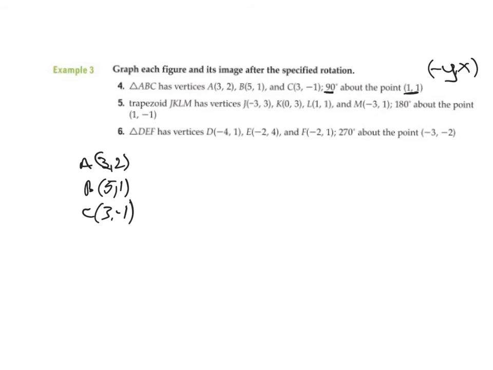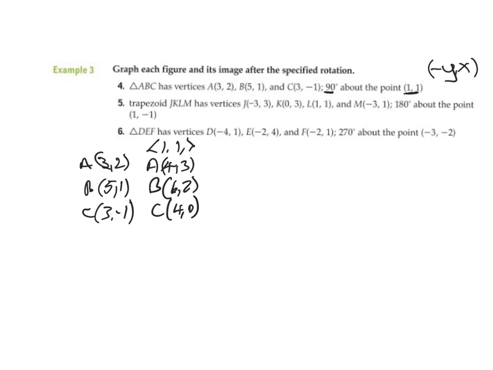All right, now we need to do the translation vector of 1, 1. We're not doing anything else just yet. So we're still on A, and that's going to go to 4, 3. B is going to go to 6, 2. And C is going to go to 4, 0. Okay, so there's the translation vector. So we've done that part.